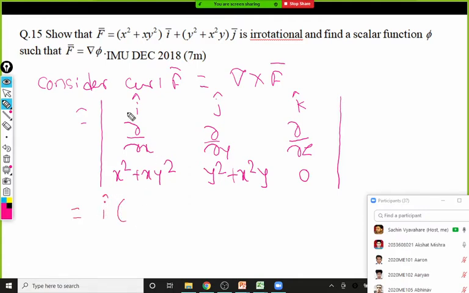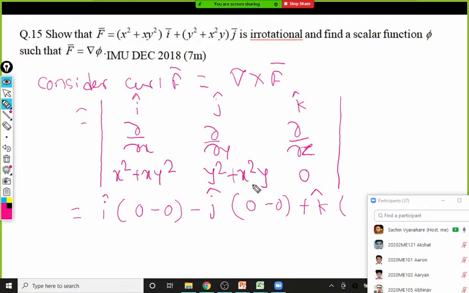So this is i cap into its minor. What is the derivative of f3 with respect to y? It is 0. The derivative of f2 with respect to z is also 0. Minus j cap: the derivative of f3 with respect to x is 0, and the derivative of f1 with respect to z is also 0. And the last one, k cap, into the derivative of f2 with respect to x.